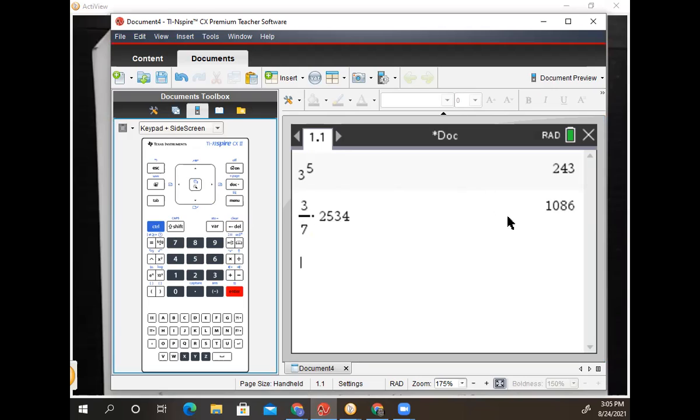So just be careful with these. So 1,086. If at any point you type something into your calculator and you don't get what I get, please let me know. It probably means we have a setting issue that we need to adjust. Everybody with me so far?